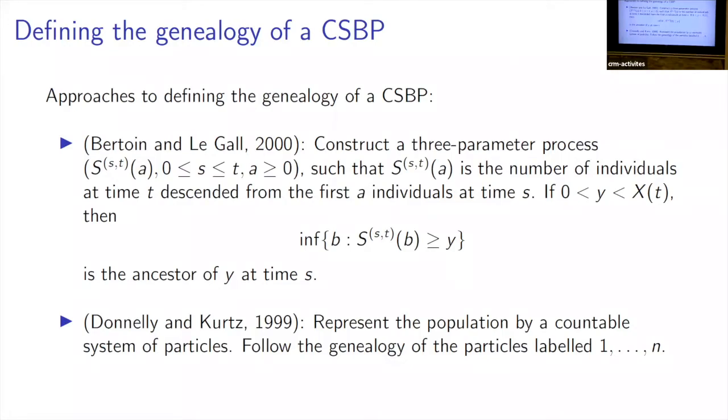Now, the alternative method is based on the celebrated look-down construction of Donnelly and Kurtz. Their idea was to represent the population by a countable system of particles, which is indexed by the positive integers. And that makes it possible to describe the genealogy of a sample of size n by simply looking at the particles labeled 1 through n and directly following their genealogy.